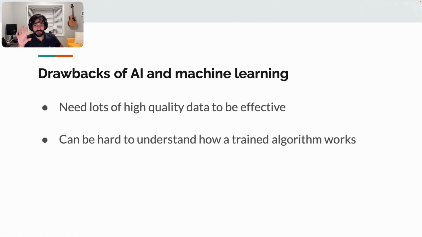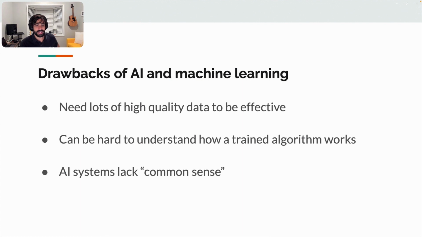Once you've trained your model, it can be quite hard to understand how it actually works. You can measure that it works. You can say, okay, 90% of the time it's getting it right. But it's hard to know how it's working and why it's getting it right. And that can be difficult if you need to have a good explanation of how the thing is working.